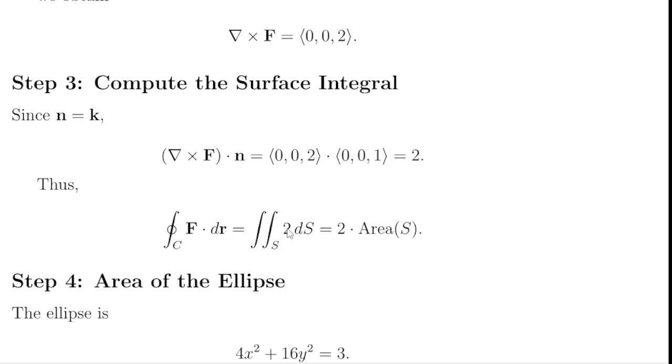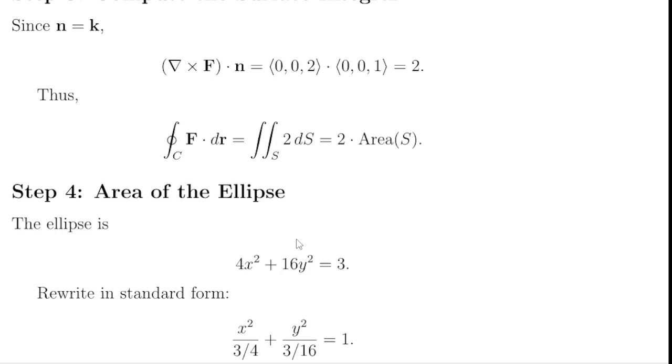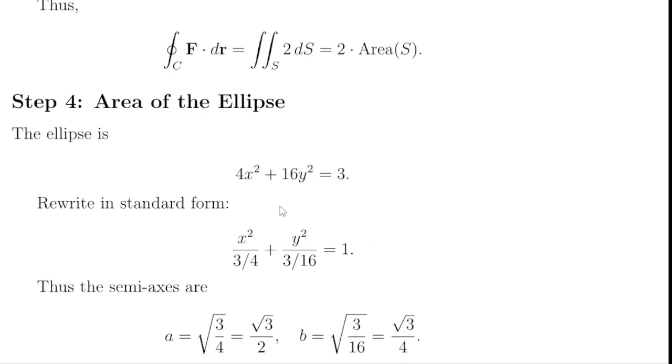And so because 2 is a constant, we can pull that out, and then we're just going to take the area of our surface. Well, what is our surface? Well, we have to take the area of the ellipse because we're looking at the xy plane when z is 0. This is going to be our ellipse, but it's not in standard form. So in order to get in standard form, we must divide by 3 because you want this to equal 1 over here. So when you divide this by 3, you get 4/3 x² plus 16 over 3 y² equals 1.